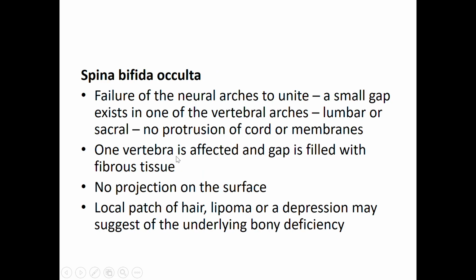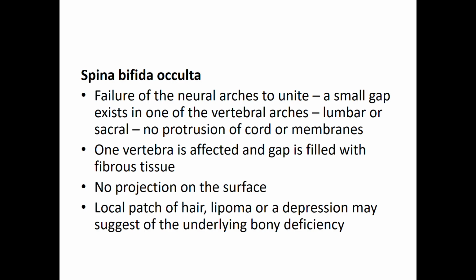Now let us see each type in brief. In spina bifida occulta, the defect in the bony wall or in the vertebra is very minimal. Maybe just one vertebra is involved, and the defect is not very big. So there is no protrusion or escape of the contents, that is the spinal cord and the membranes, the meninges. They stay within the vertebral column. But some things that can be seen locally are a patch of hair, a lipoma, or sometimes a depression may be felt, which could suggest some underlying bone deficiency.